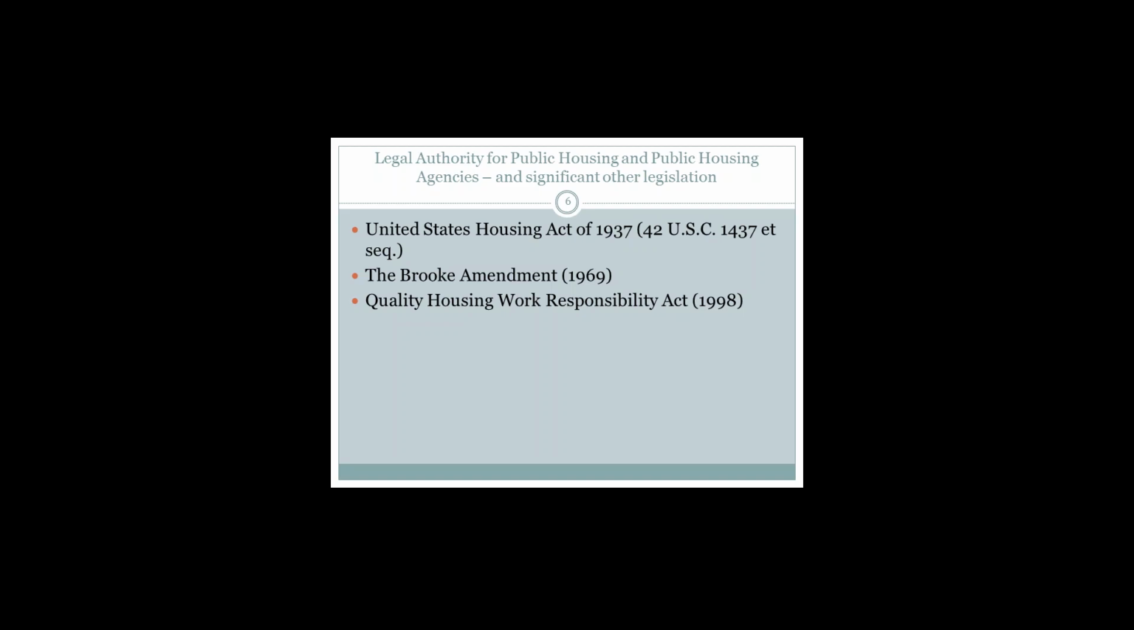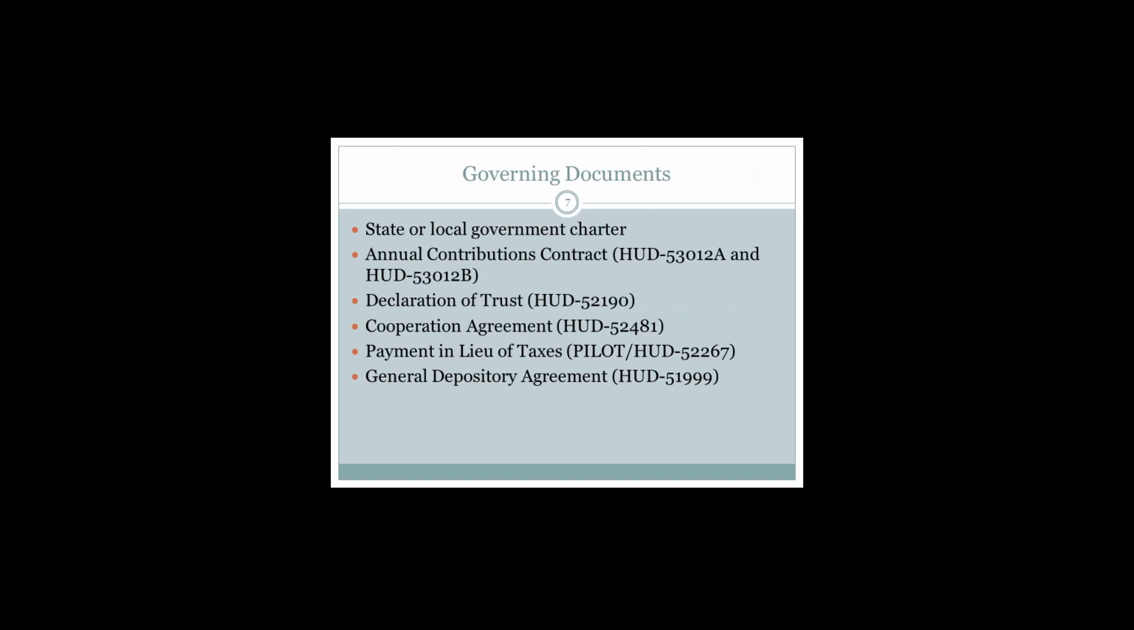And then the last piece of legislation is the Quality Housing and Work Responsibility Act of 1998, which was signed under the Clinton administration, and it's most widely known as the Welfare Reform Act. It had provisions in there that also affected our housing. So what are our governing documents?